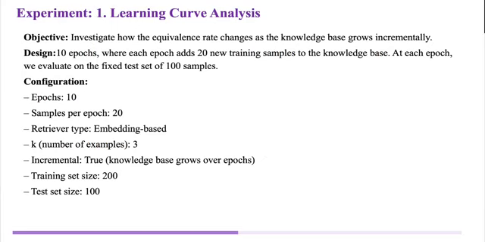The first is the learning curve analysis experiment. The objective is to investigate how the equivalence rate changes as the knowledge base grows incrementally. So here we use 10 epochs, where each epoch adds 20 new training samples to the knowledge base. And at each epoch we evaluate on a fixed test set of 100 samples. For the retrieval type, we use the embedding base, and the number of few shots is always 3.